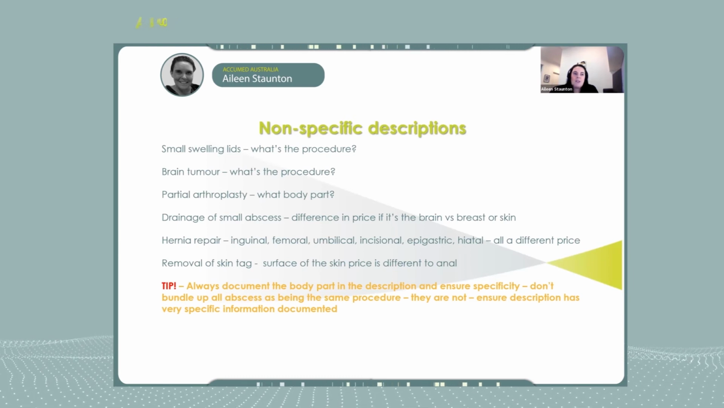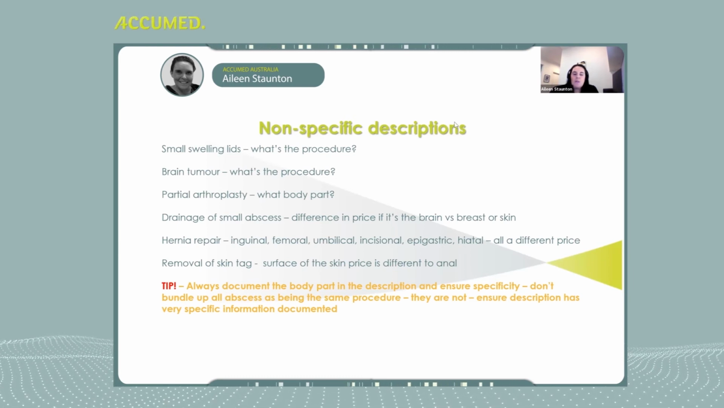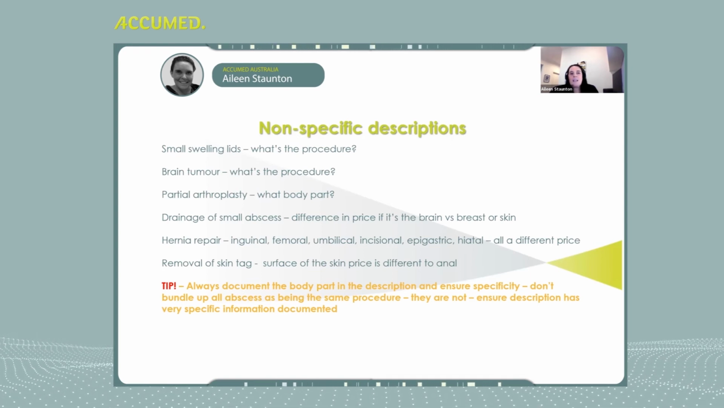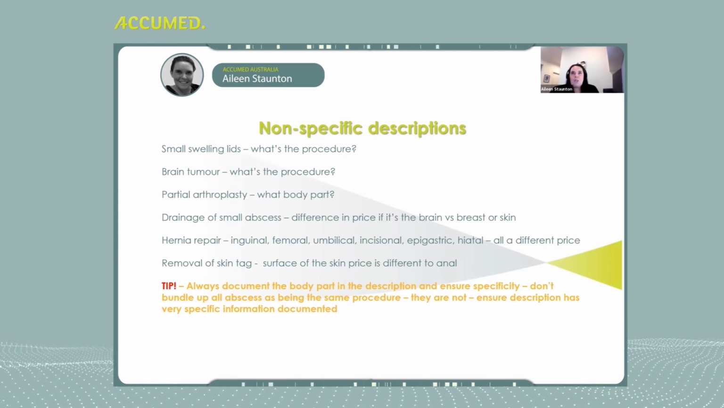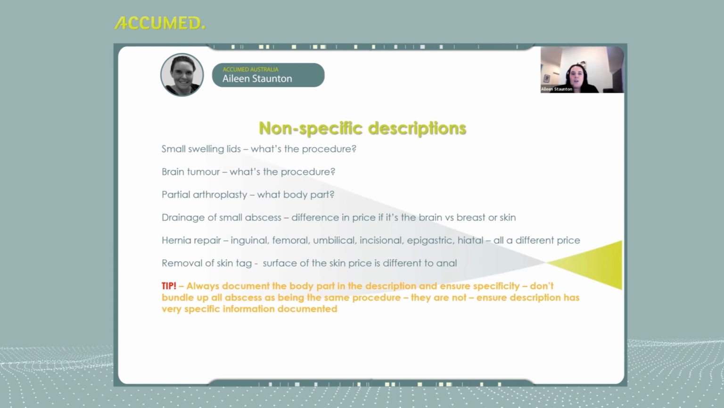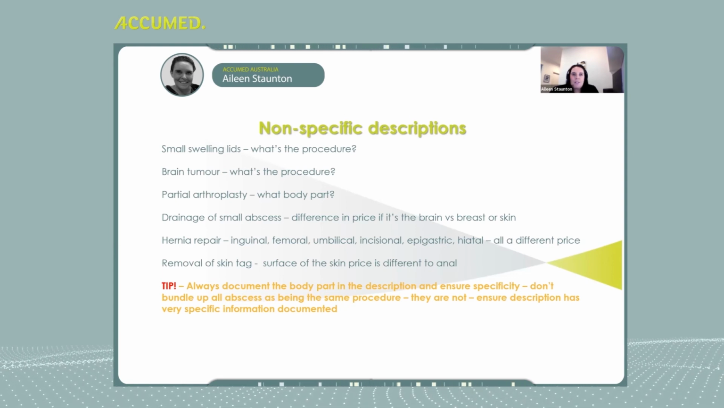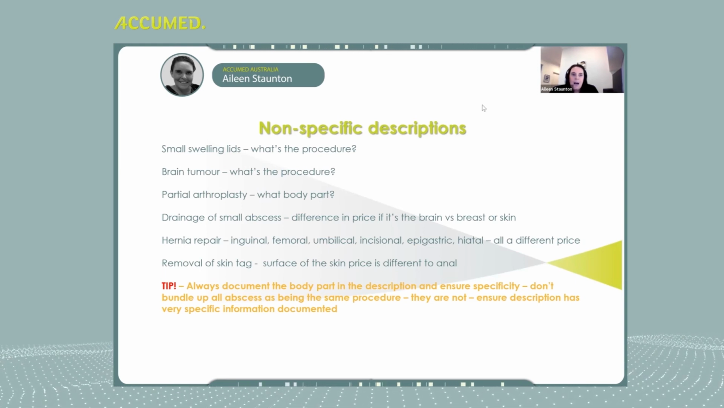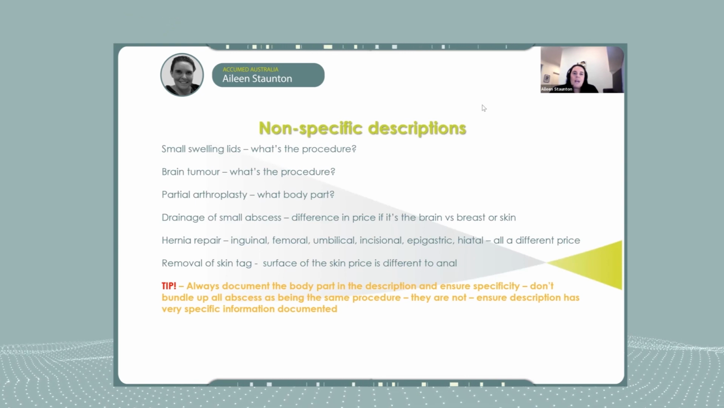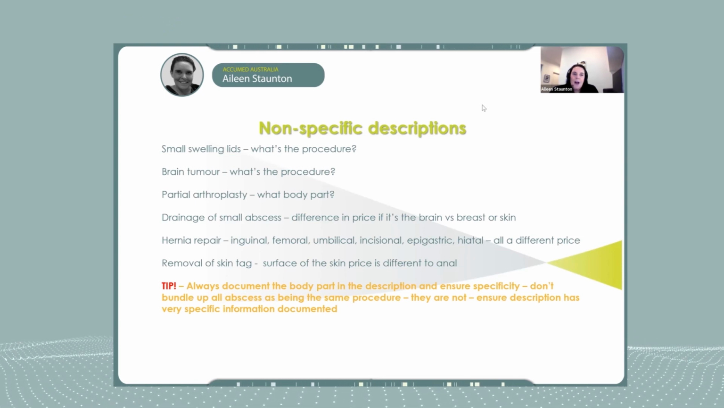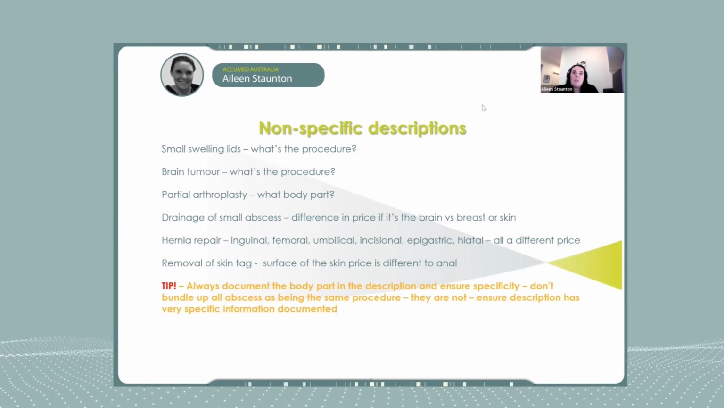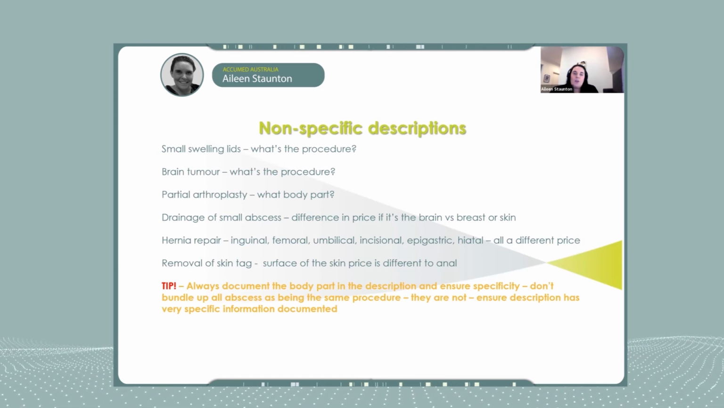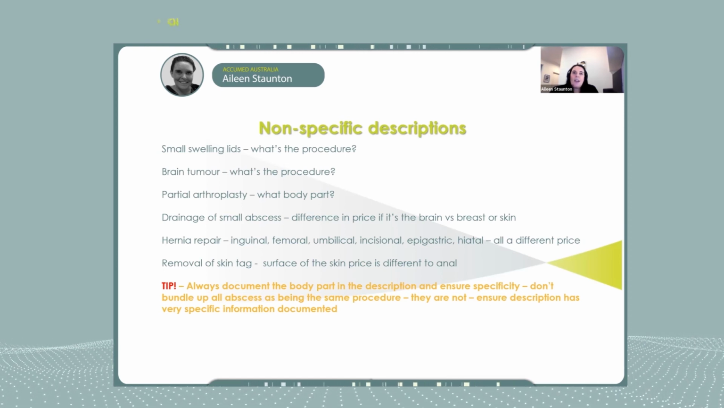Same with the arthroplasty. We'll go into a little bit more of that later on in terms of the costs of that. Same with drainage of a small abscess. That description isn't specific enough, because you can see that the drainage of an abscess from the brain is going to be different from the breast or another skin area. So to be able to map it correctly and specifically, you need to have the documentation of the area that is being drained.